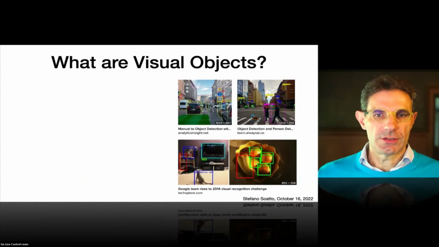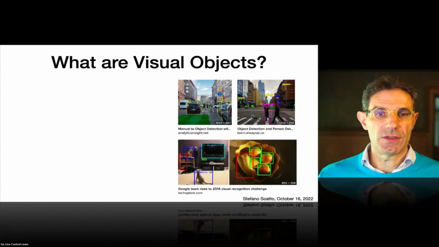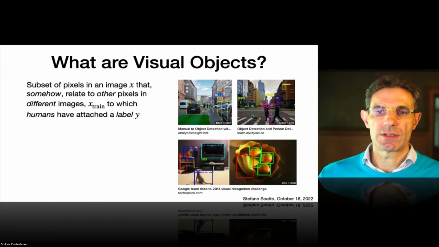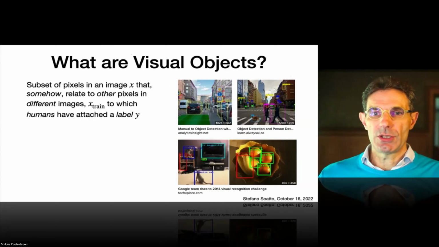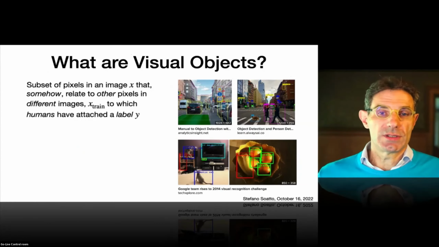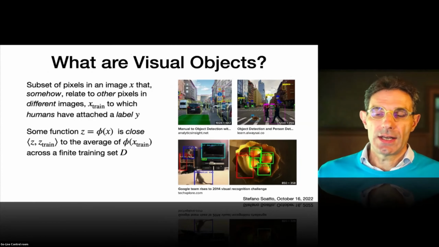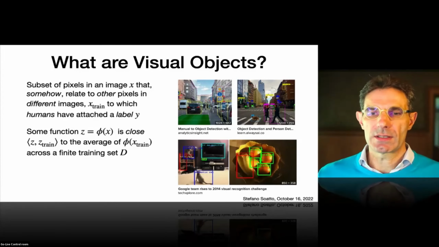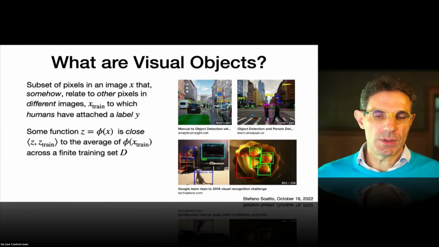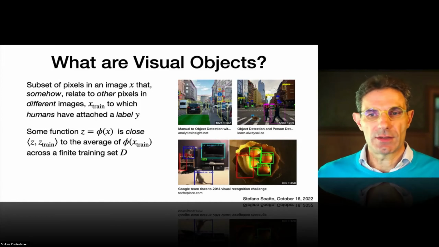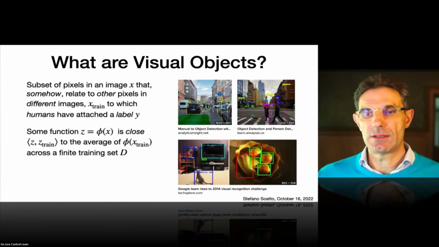There is a rich literature on the topic, but few attempts at a definition. And of course, the definition is implicit in the method or the benchmark, and it basically boils down to subsets of pixels in an image that somehow relate to other pixels in different images to which humans have attached some label. And related could be measured by similarity, for instance, the inner product of some function phi that could be implemented by a deep neural network and maps to some vector space. And close could be to the average of objects that have the same label in a finite training set D.